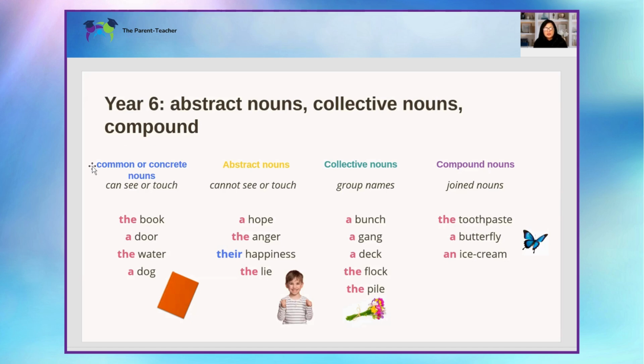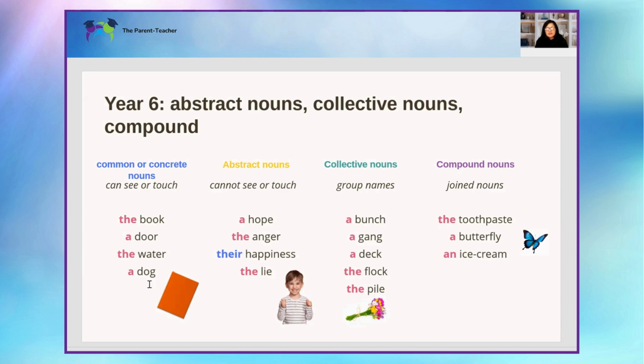the nouns. So we have common nouns, which they learnt in year one, the things that you can touch. Okay, the book, the door, the water, the dog, anything you can put the and a in front of is a noun. So, they're taught that they're things that they can touch and see. But when they get to year six, they learn abstract nouns.